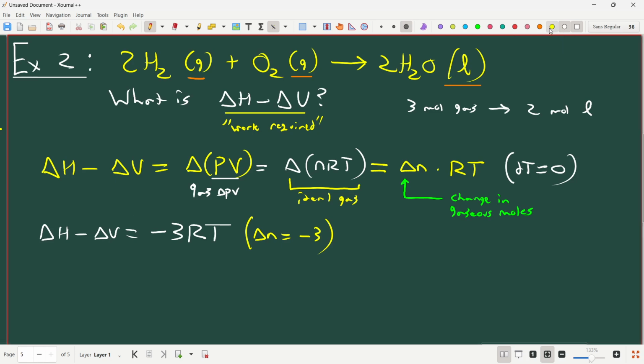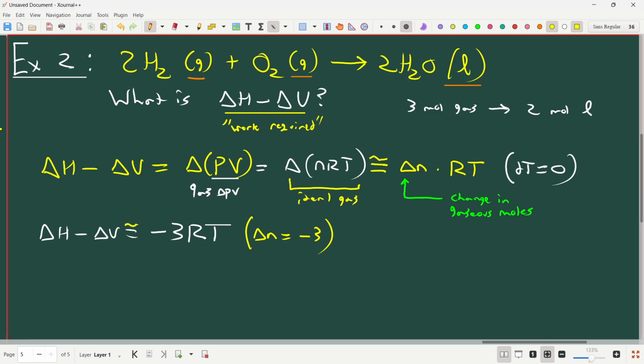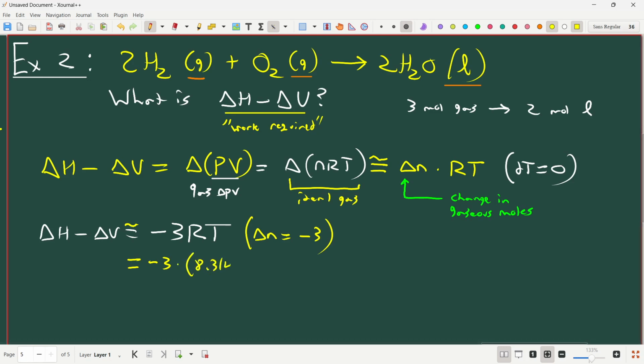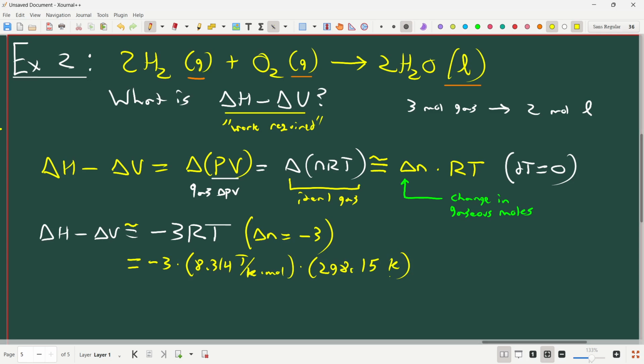So just to make Monica happy, I'm going to put a little squiggly line in here and say, approximately that. All right, and of course that's easy to calculate, right? That's minus 3 times 8.314 joules per Kelvin per mole times 298.15 Kelvin. All right, and that's roughly 24 times 300.